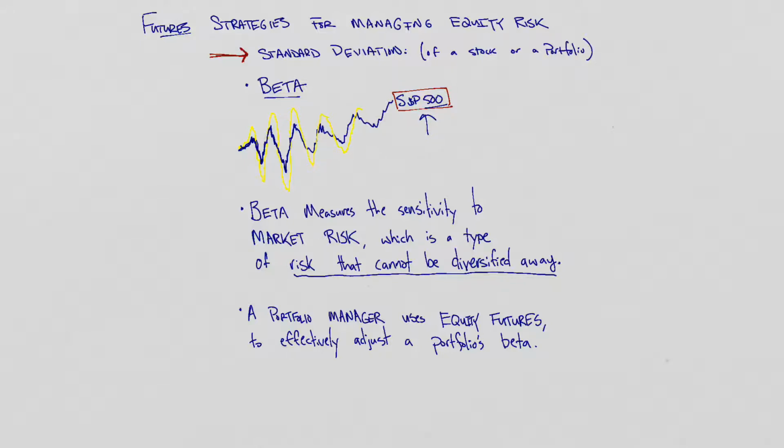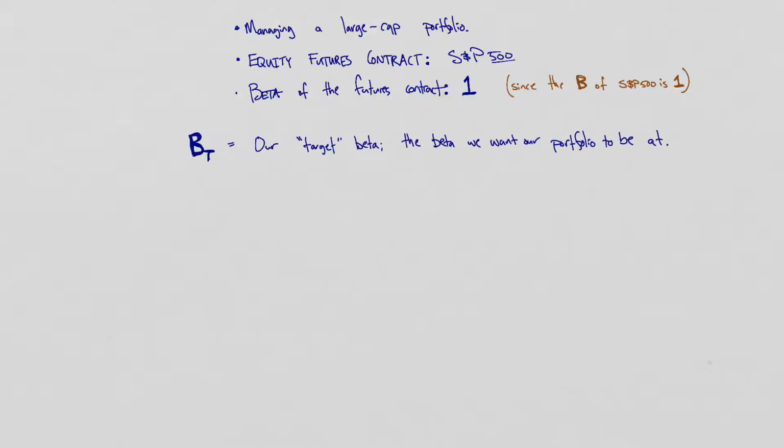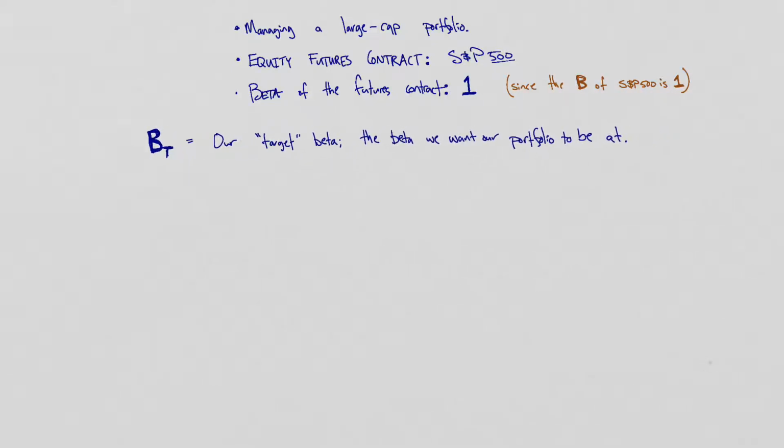So the S&P 500 has a beta of 1, and that's why the beta of the futures contract on the S&P 500 is also 1. We need to know this as part of figuring out how many futures we need to trade if we want to adjust our portfolio so that it has a beta of some particular target amount. We'll call that target beta B sub T. That's the beta that we want our portfolio to eventually be at, and we'll use futures contracts to do that.